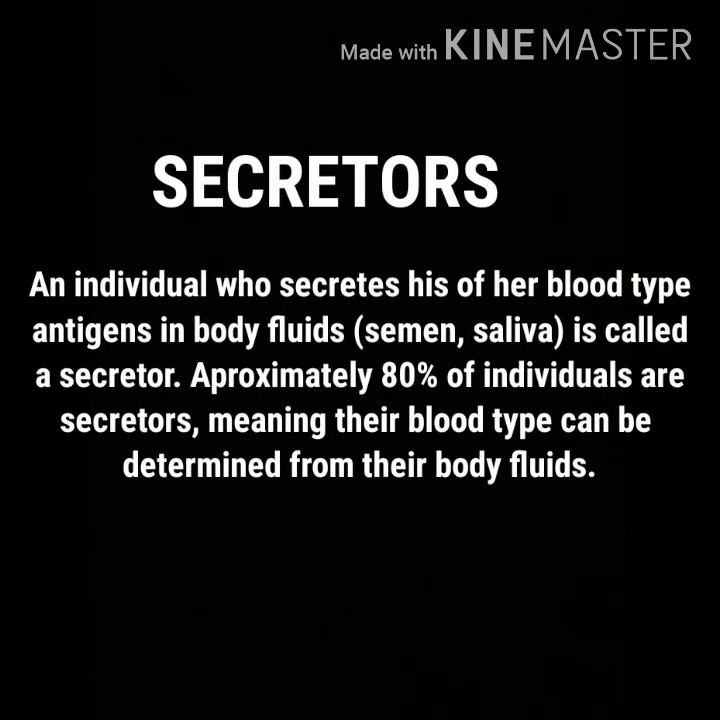The secretors. An individual who secretes his or her blood type antigens in body fluids such as semen and saliva is called a secretor. Approximately 80% of individuals are secretors, meaning their blood type can be determined from their body fluids.